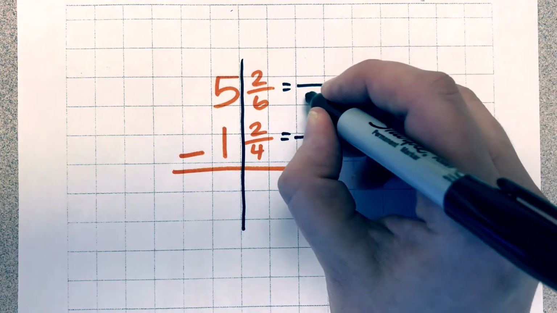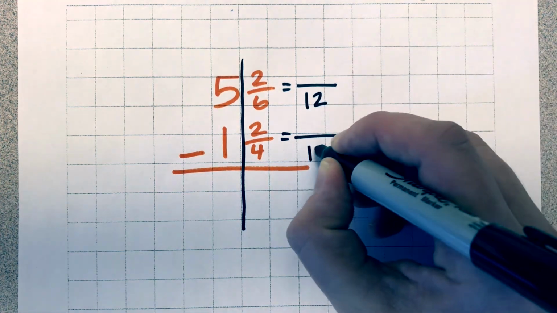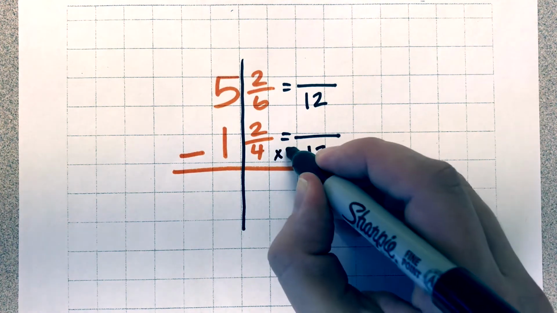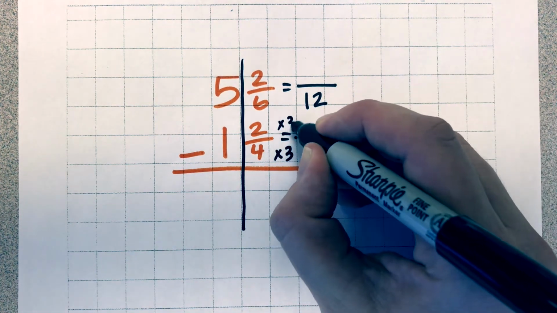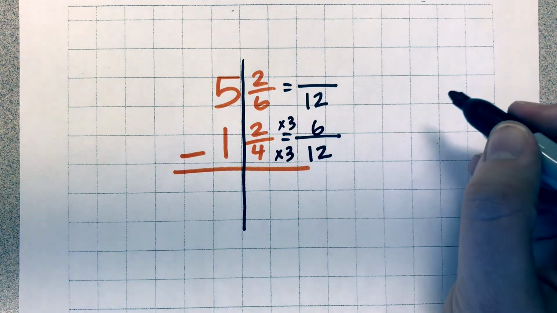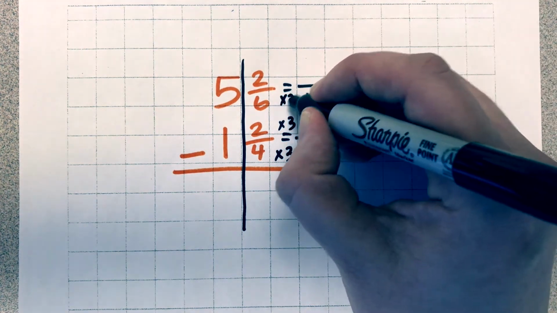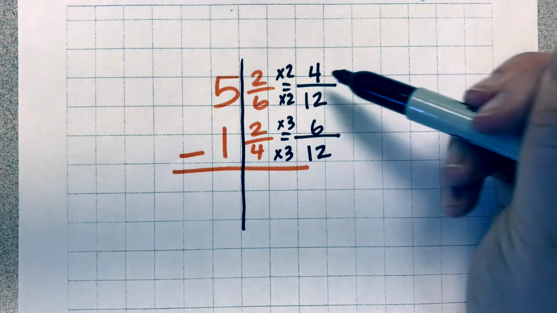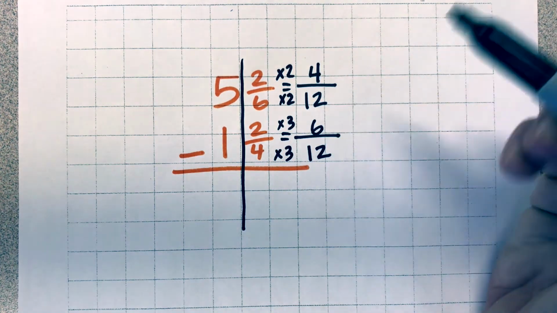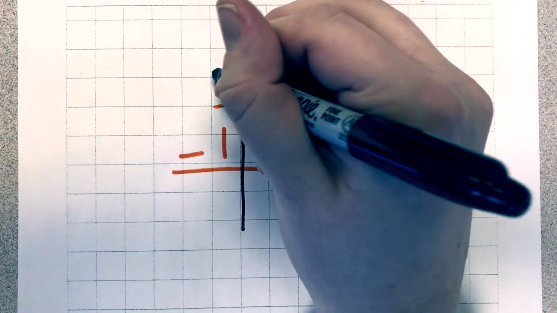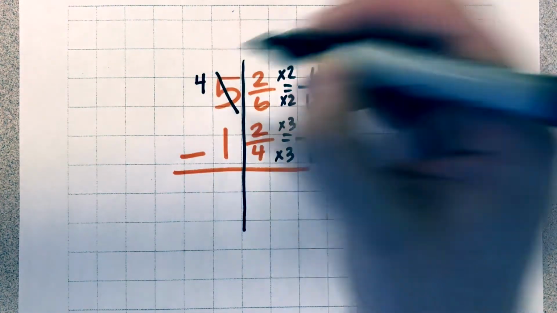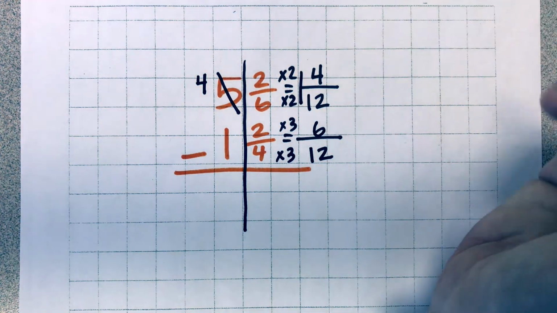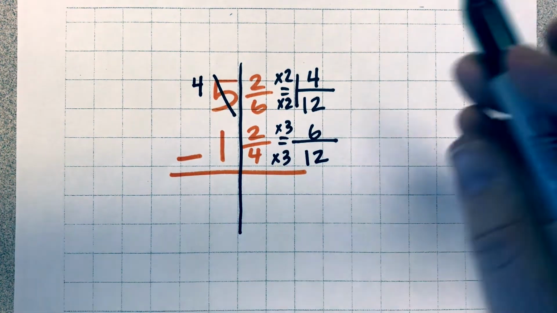I know that both numbers can go into 12, so let's just use 12. The connection between 6 and 12 is to multiply by 2, so we do the same thing on the top and we get 4/12. The connection between 4 and 12 is to multiply by 3, so we do the same thing on the top and we get 6/12. Now, 4 minus 6, we can't do it. So we're going to borrow from our whole number up here. This 5, we're going to turn into a 4, and we'll put a 1 in front of the 4/12. So now we have 1 and 4/12.